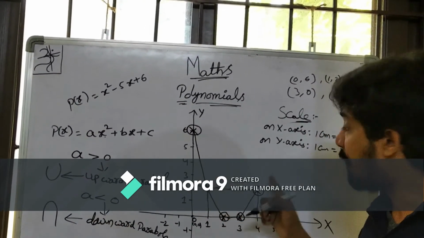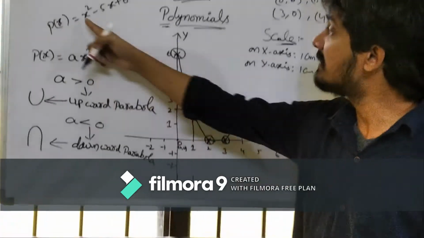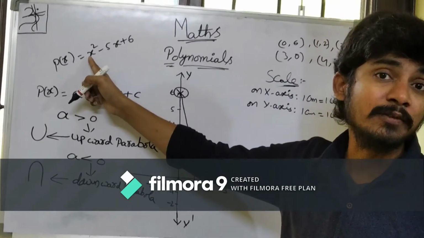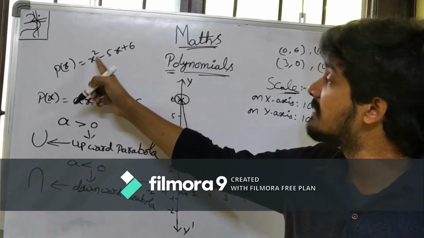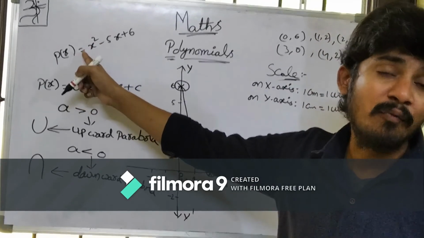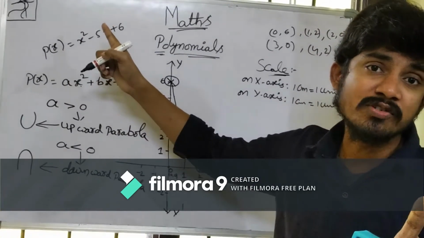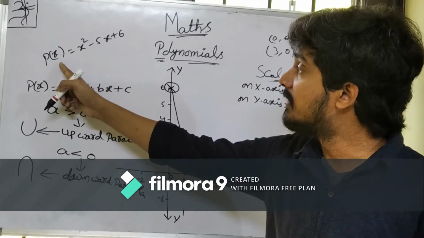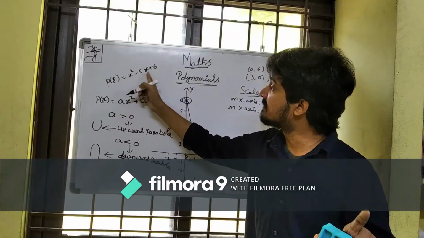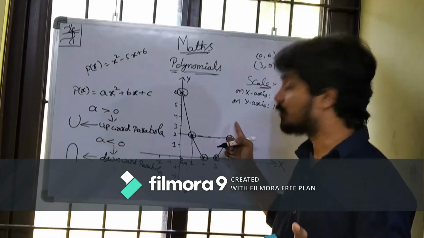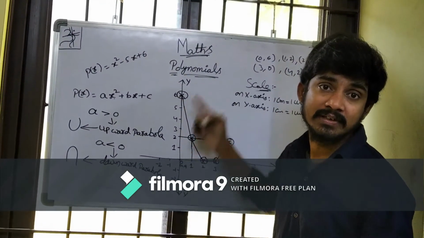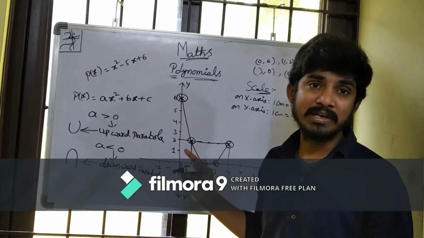So this one is an upward parabola, because the coefficient of x square is 1. If there is no written coefficient, it means the coefficient of x square is 1, and 1 is positive in nature. So that's why the shape of the parabola p of x equals x square minus 5x plus 6 is a U shape, an upward parabola. Okay?